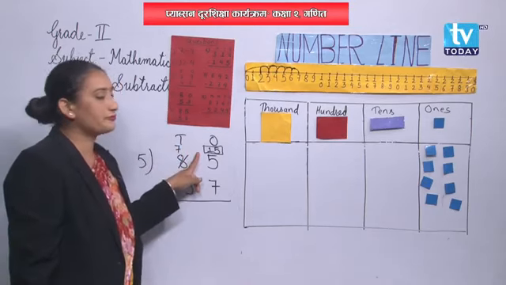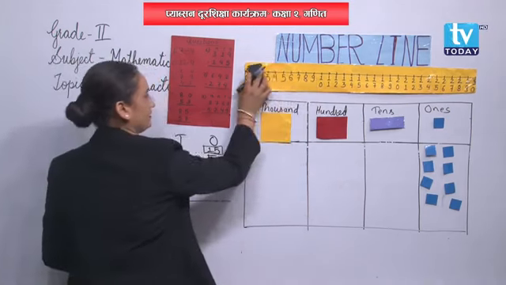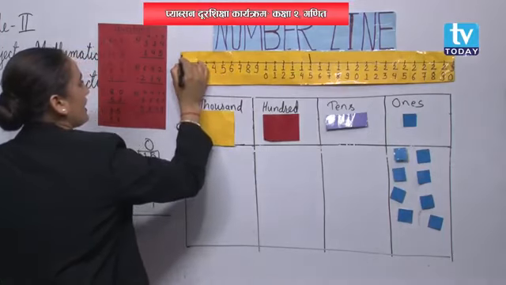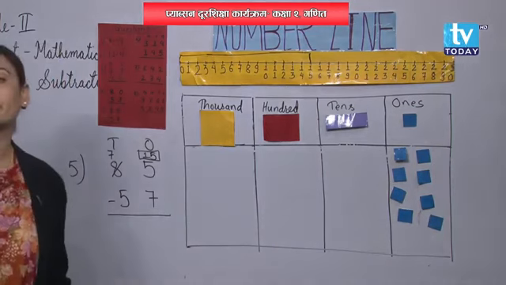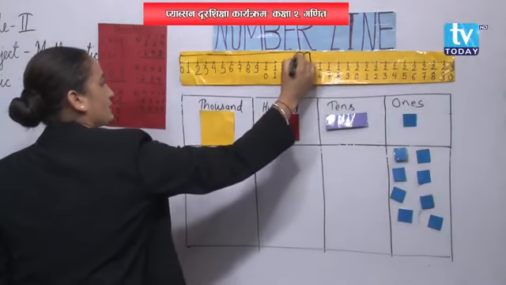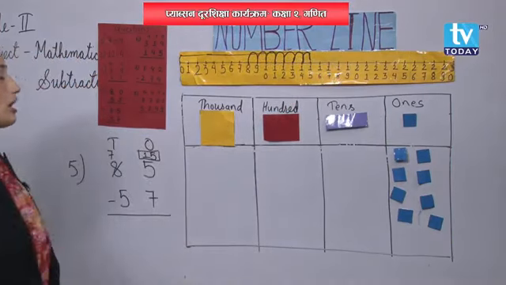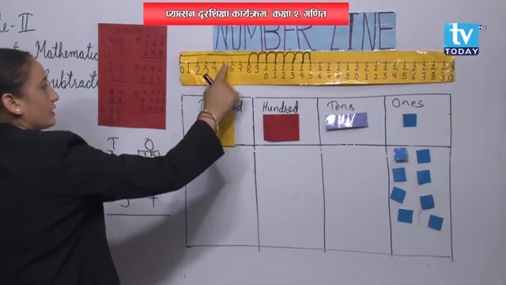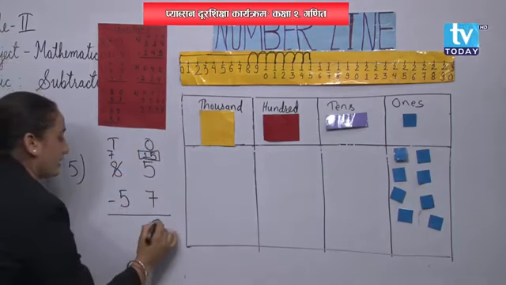So, now out of 15, you need to subtract 7. Can we do it? Where is 15? Tell me first. Here is 15. Now, let's go up to 15. Can we subtract 7 out of 15? Let's do it. 1, 2, 3, 4, 5, 6, 7. Now, how many are left over there? Count it. Go on counting. 1, 2, 3, 4, 5, 6, 7, 8. So, write down 8 here.